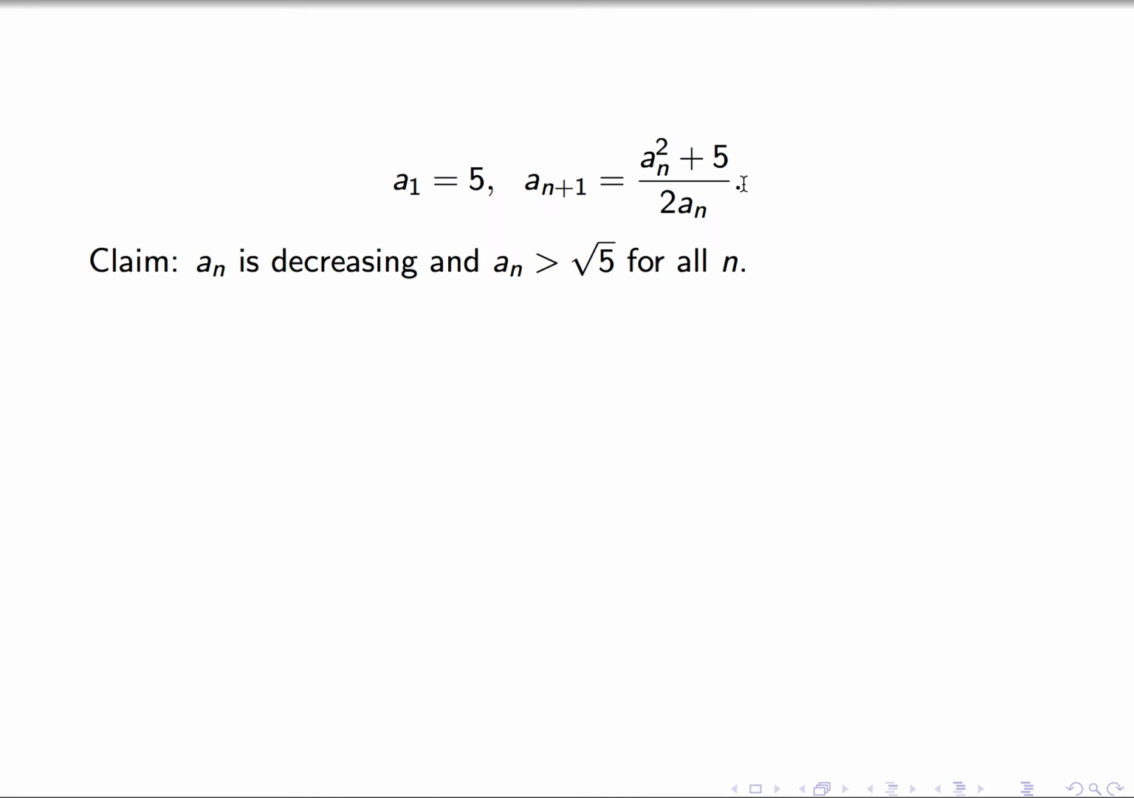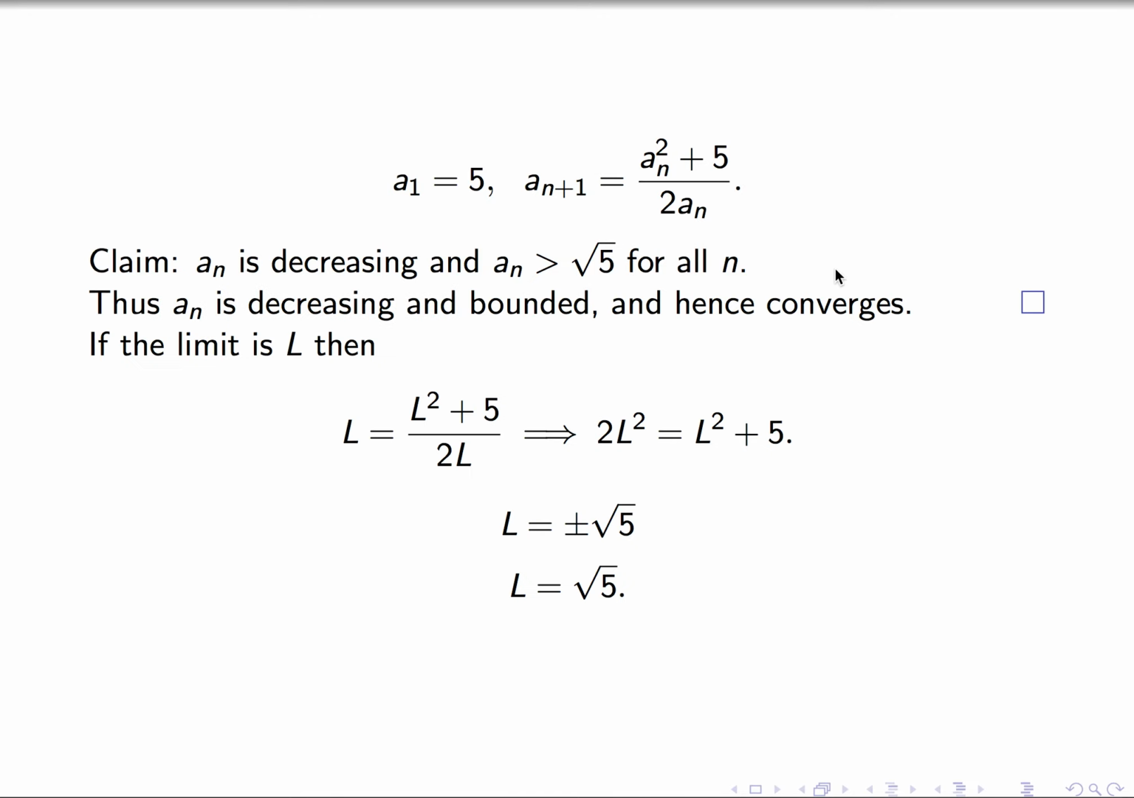So what we've shown is that in this particular sequence, the sequence is decreasing and every term is bigger than the square root of 5. So therefore, a_n is decreasing, it's bounded, and therefore it converges. So that is great, and we might want to find that limit. And so let's say that the limit is L. We know there's a limit that exists, and so that's what justifies what's about to come.